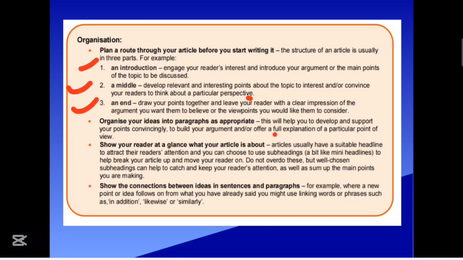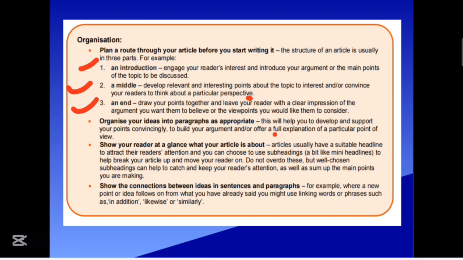Organize your ideas into paragraphs as appropriate. This will help you to develop and support your points convincingly. To build your argument, offer a full explanation of a particular point of view. Show your reader at a glance what your article is about.